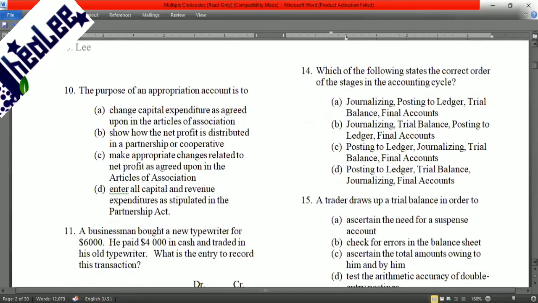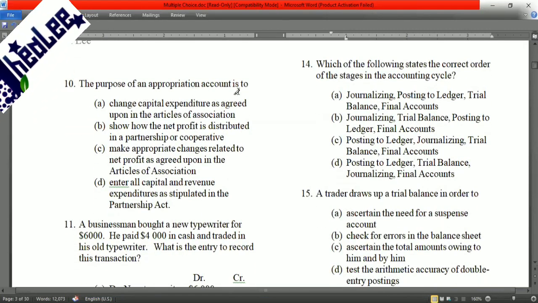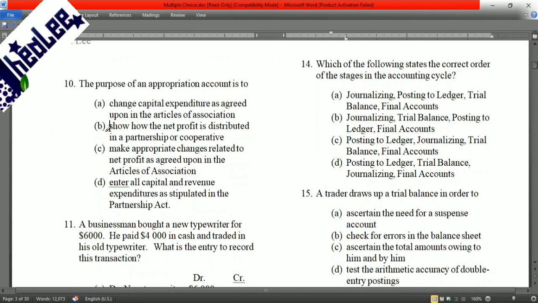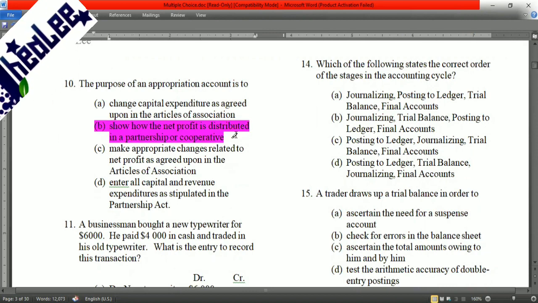Number 10, the purpose of an appropriation account is to, and based on the response there for number 10, that would be B. Show how the net profit is distributed in a partnership or cooperative.